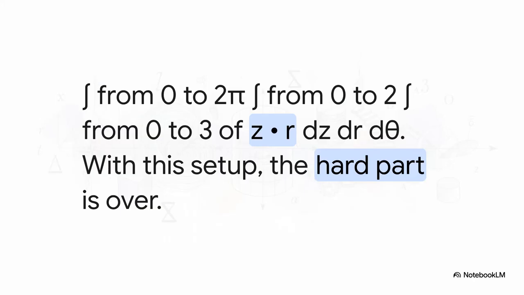Easy enough? Okay, time to build the integral. We slot in our bounds, z from 0 to 3, r from 0 to 2, and theta from 0 to 2 pi. Our density function was just z, so that goes in. And then, what's the one thing we can't forget?